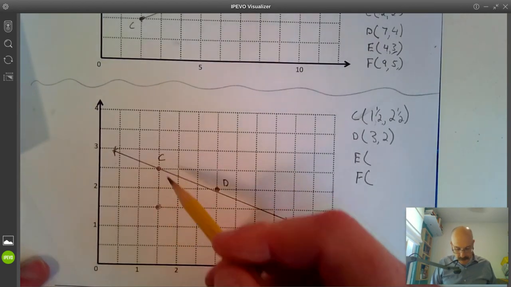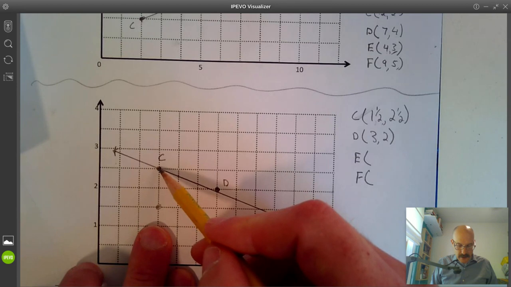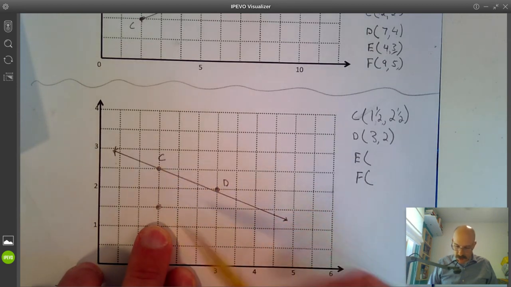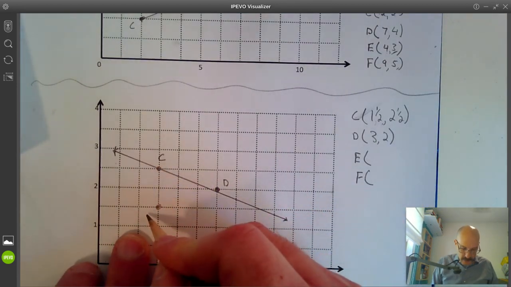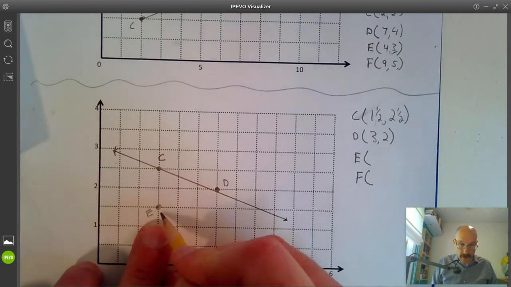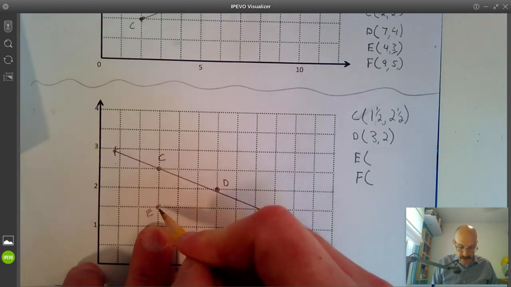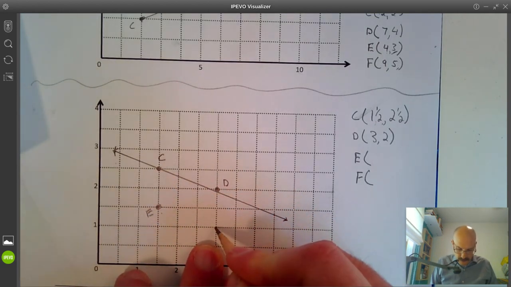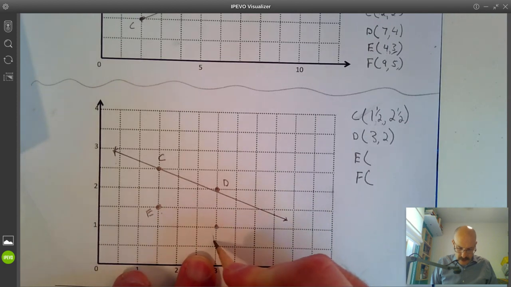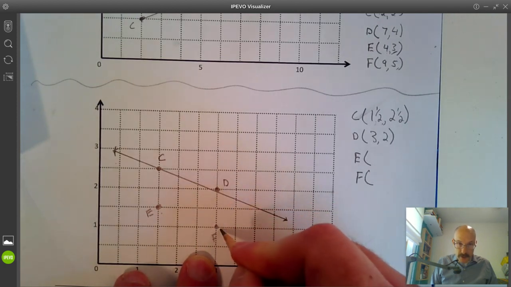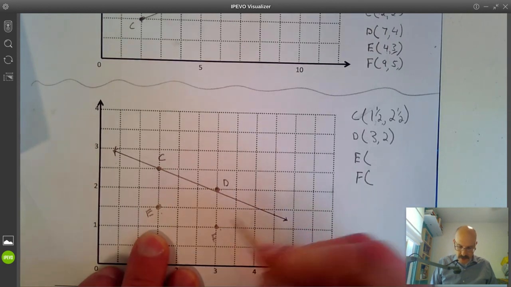Well, so if C, the Y coordinate is going to change. Or I'm sorry, for E, the Y coordinate is going to change. X will stay the same. And for F, the Y coordinate will change. We'll decrease by 2, and X will stay the same. So let's just see.